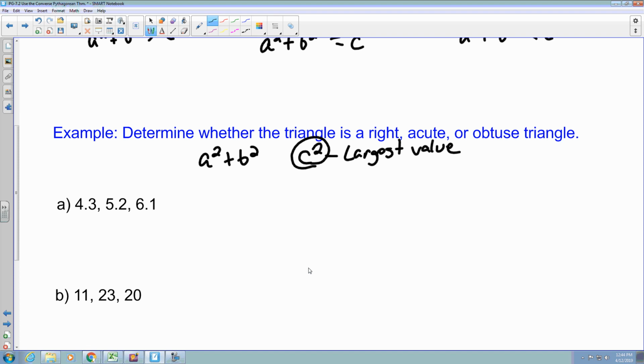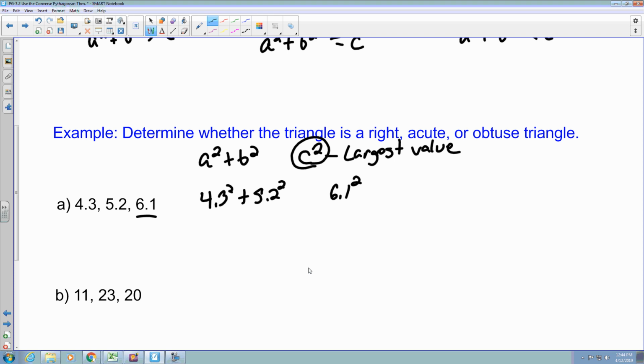So looking at the first one, I got 4.3, 5.2, and 6.1. My largest one is 6.1, so I've got 4.3 squared plus 5.2 squared, and I've got 6.1 squared. I'm not writing an equal sign or any of the inequalities yet. I want to solve it out to see which one it is.